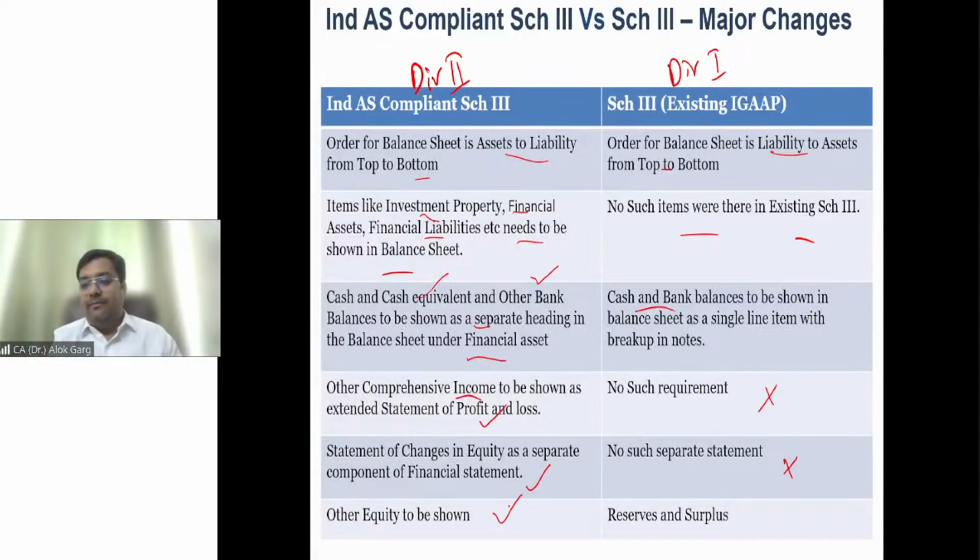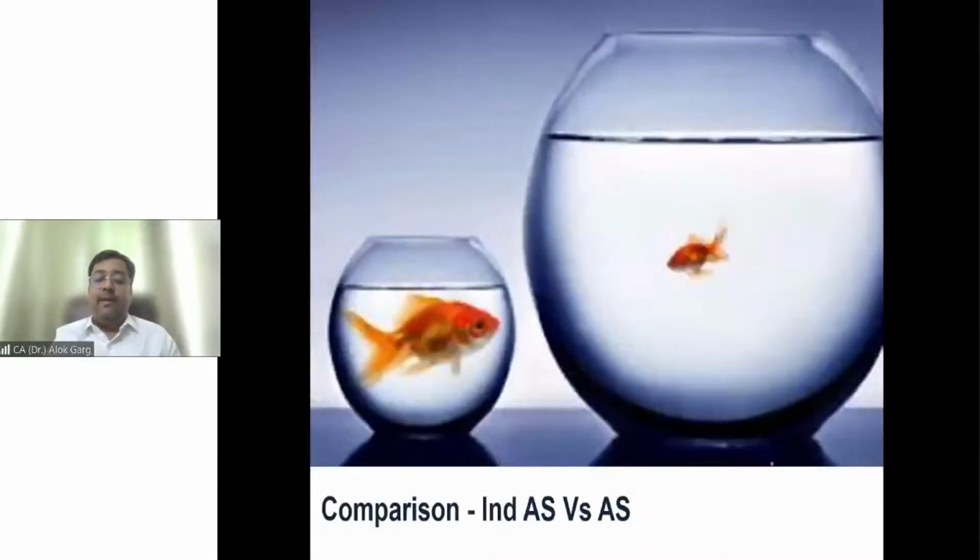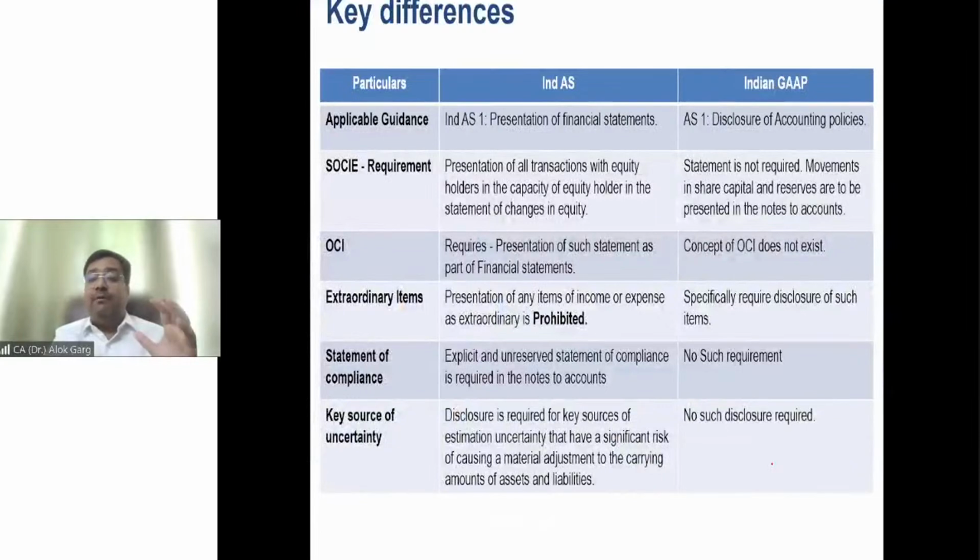Other equity is a new nomenclature. In IGAAP, it was reserves and surplus, right? So these were the major changes between Schedule 3 IGAAP, Division 1, versus Division 2. Now coming to the comparison between Ind AS and AS, so that you will have more clarity. In Ind AS, it is Ind AS 1. In accounting standards, it is AS 1.